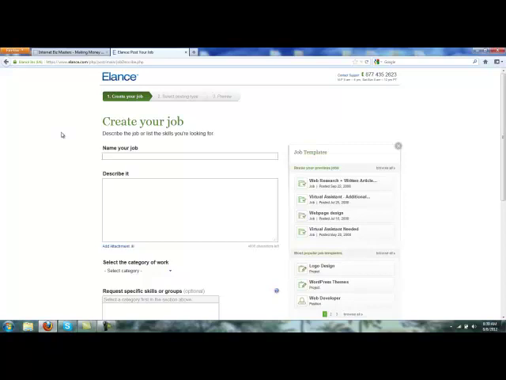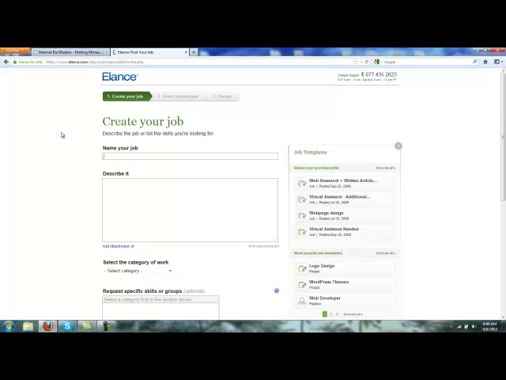Now, when creating your job, the key is to be as descriptive as possible. You want to make it as easy to understand for everyone, because a lot of the people reading this are going to be from other countries. Maybe English isn't their first language. If you're hiring for something like writing articles, you definitely want to make sure that they are very fluent in English, written and spoken, so that it's easy to communicate with them, plus the articles don't need to be edited or anything like that.